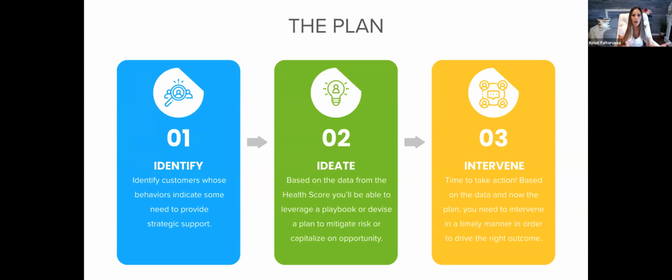Now, the first one, identify, right? The coolest thing about your health score is if you've got it working right, you're going to be able to see clear as day where your team needs to focus their time and attention. And remember, your team should not only be focusing on customers that are at risk. If you ignore the healthy customers, they will inevitably end up at risk, and then you're on this hamster wheel. So it's important to just identify who the customers are and what you need to do with them, right?